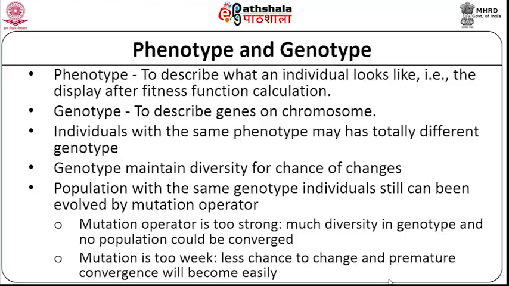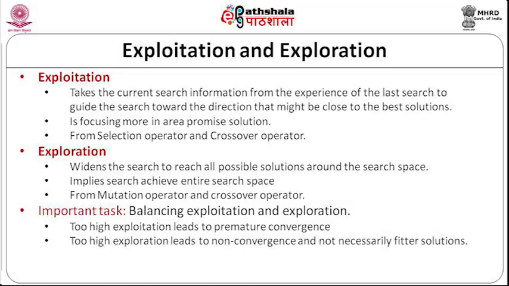Mutation is too weak, there is less chance to change and premature convergence will occur. So, it is actually a fight between convergence and diversity. If mutation is too weak, premature convergence will occur. If mutation is too strong, then no population will be converged at all, because you will keep on getting different types of individuals.